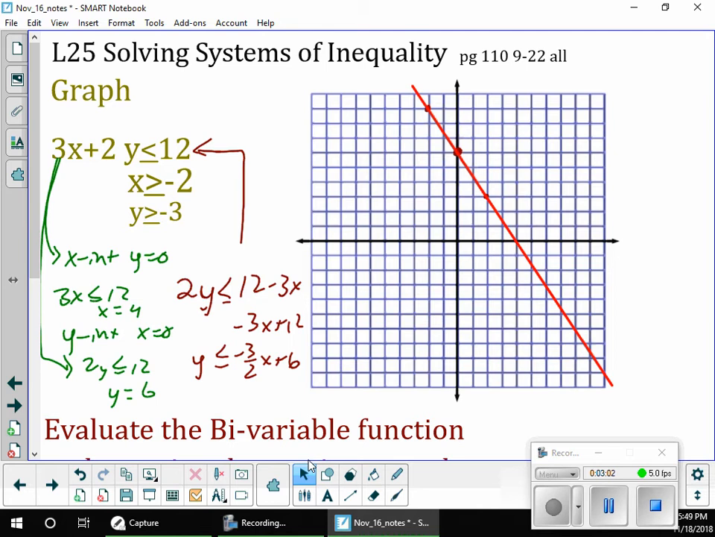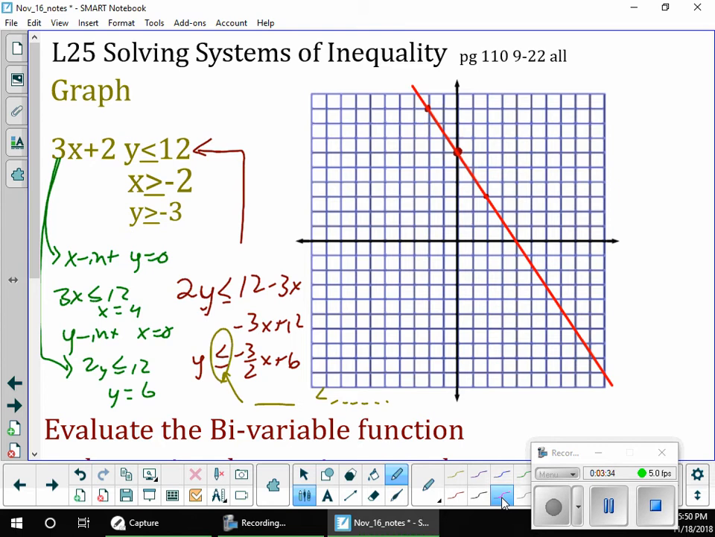Now, there's got to be a shading part to this. Oh, the other thing to remember: solid line on the bottom says make it a solid line. If it had just been less than, we would have gone with a dashed line. That's why I made it a solid line. Now we have to figure out which way we're going to shade. There are many different little reasons to shade one way or the other, depending on the way the inequality is set up.